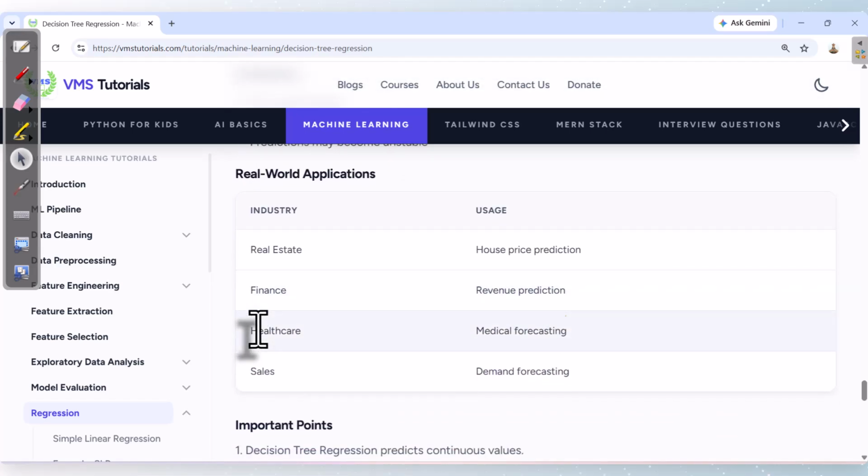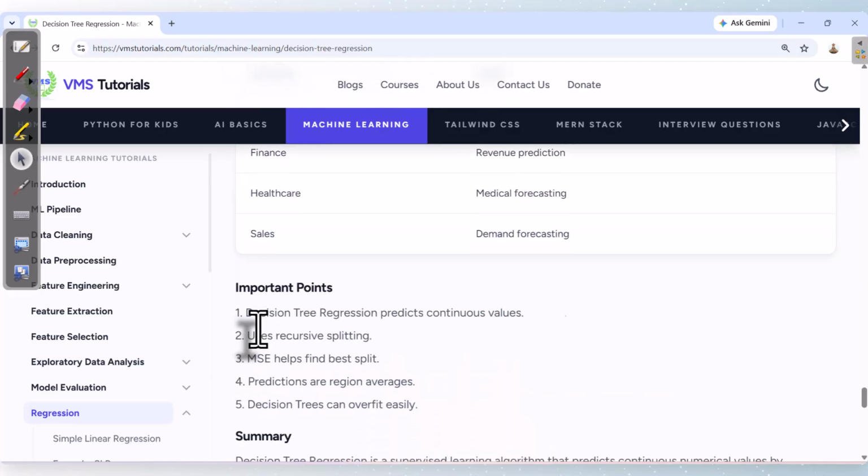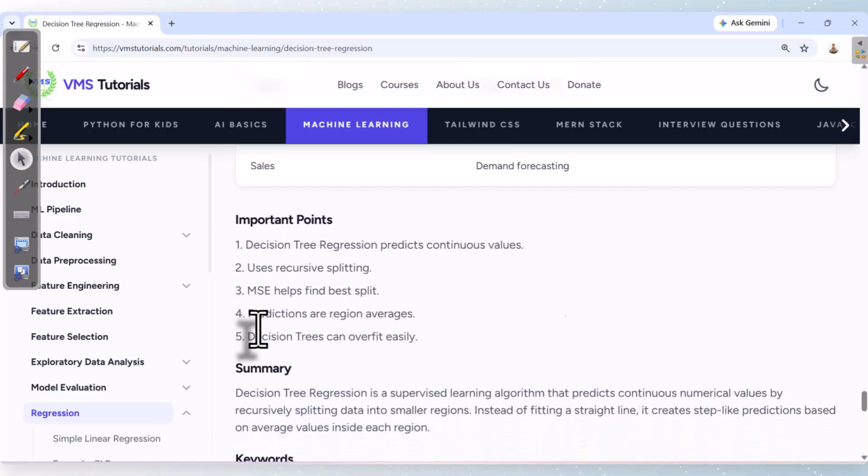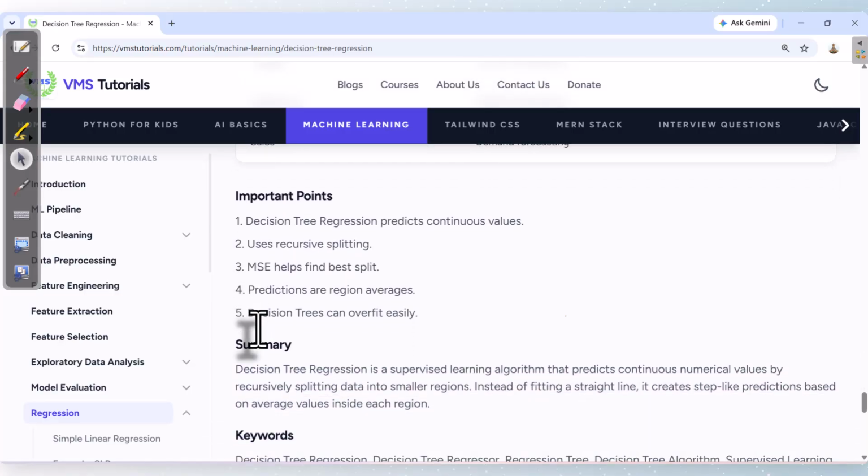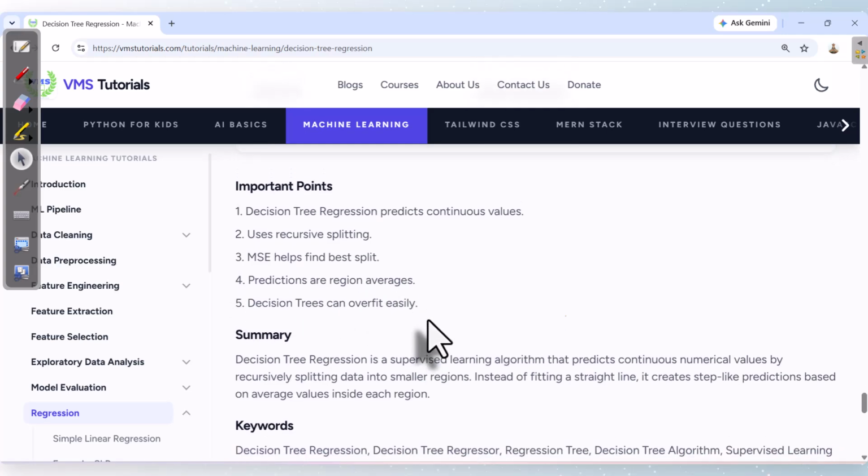The real world applications include house price prediction, revenue prediction, medical forecasting, demand forecasting, etc. Coming to the important points: decision tree regression predicts continuous values. It uses recursive splitting. MSE helps to find the best split. The predictions are the region averages. Decision trees can overfit easily. This is a very important concept.